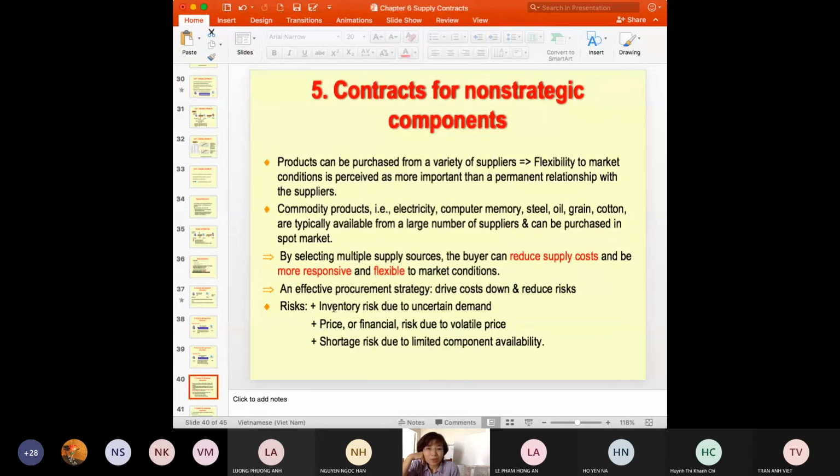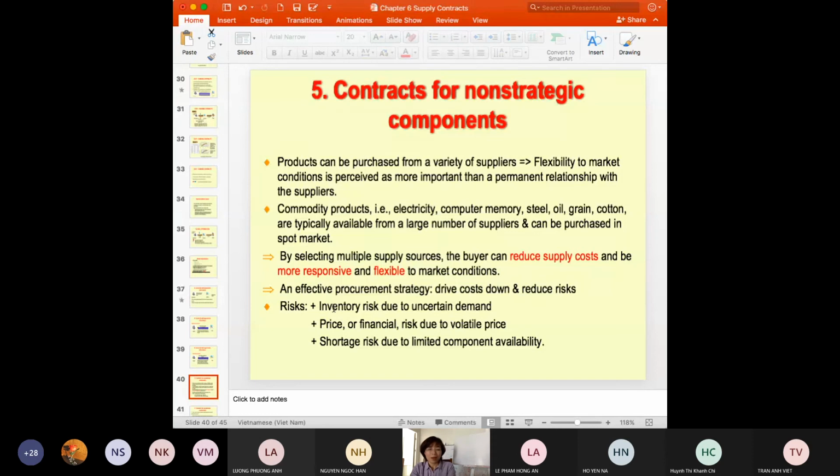Okay. In the previous part, we studied the contracts for strategic components. Right now, we move to the contracts for non-strategic components. The difference is that here we don't have one supplier, but we have many suppliers. With many suppliers, flexibility to the market condition is perceived as more important than a permanent relationship with the supplier.